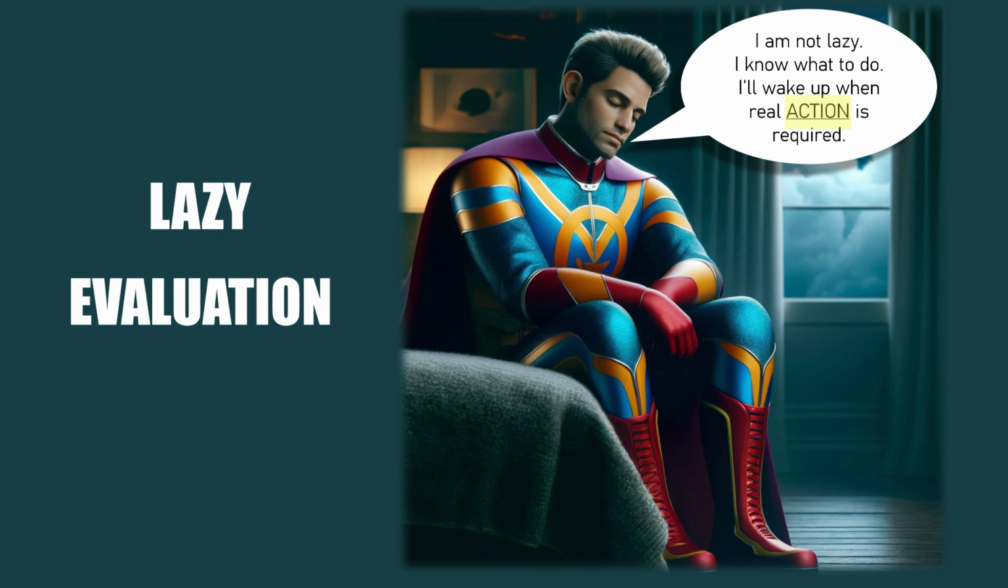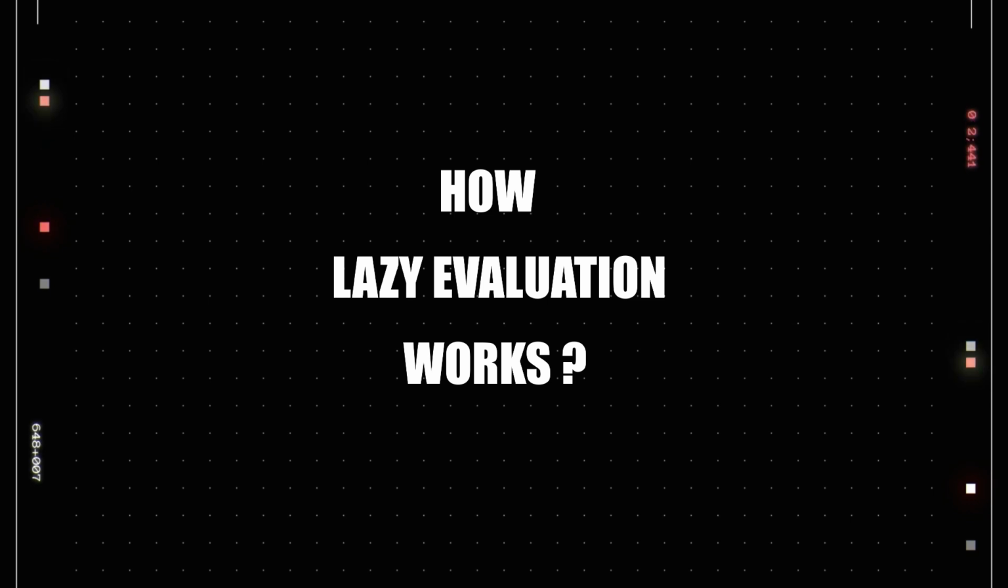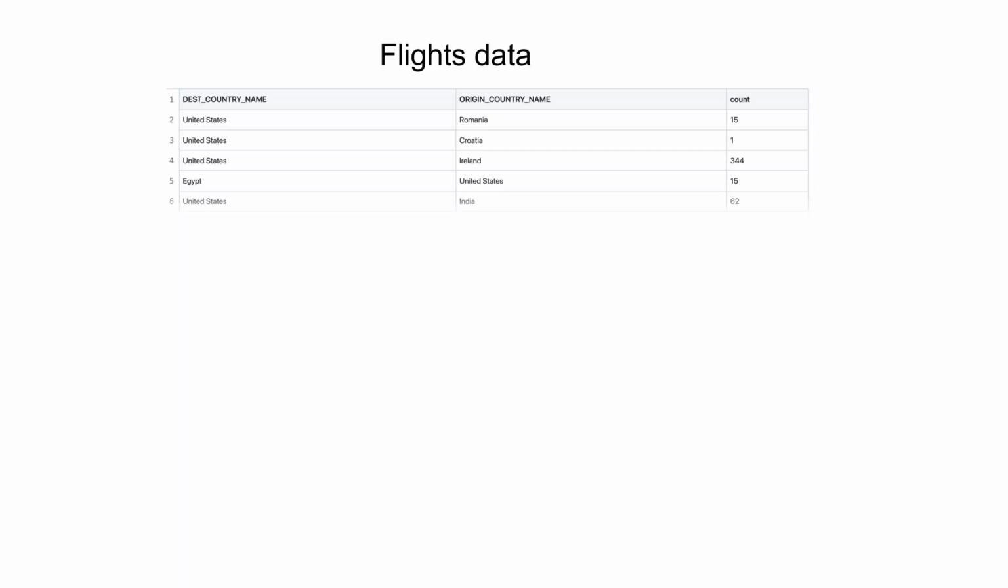We now know action, but we still don't know how it is a secret sauce of Spark. And precisely, how lazy evaluation works. Well, let's take a look at it through an example of flights data. We have this flights data, which has 3 columns. The origin country from where the flight took off, destination country where the flight landed, and the number of flights between these two, origin and destination.